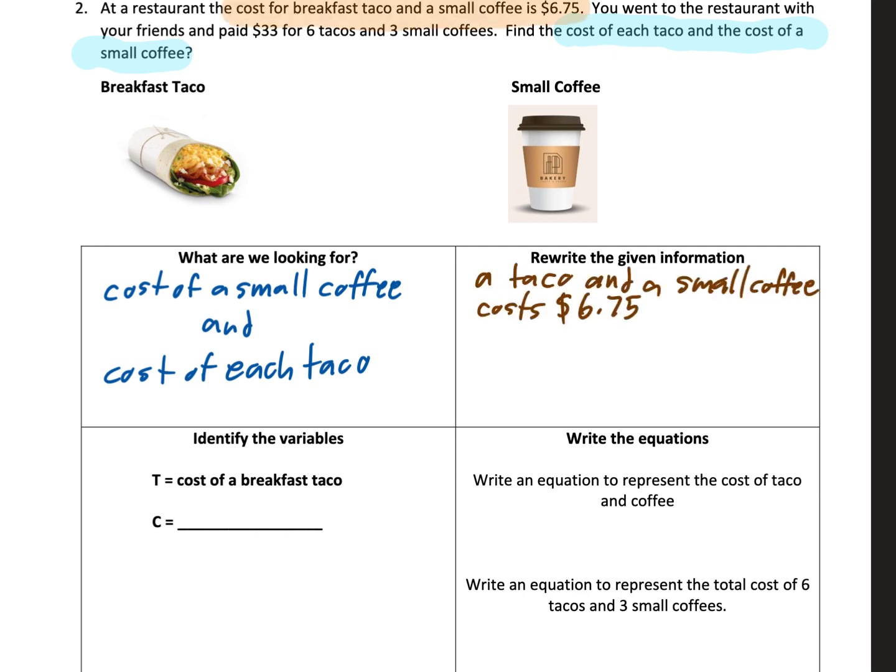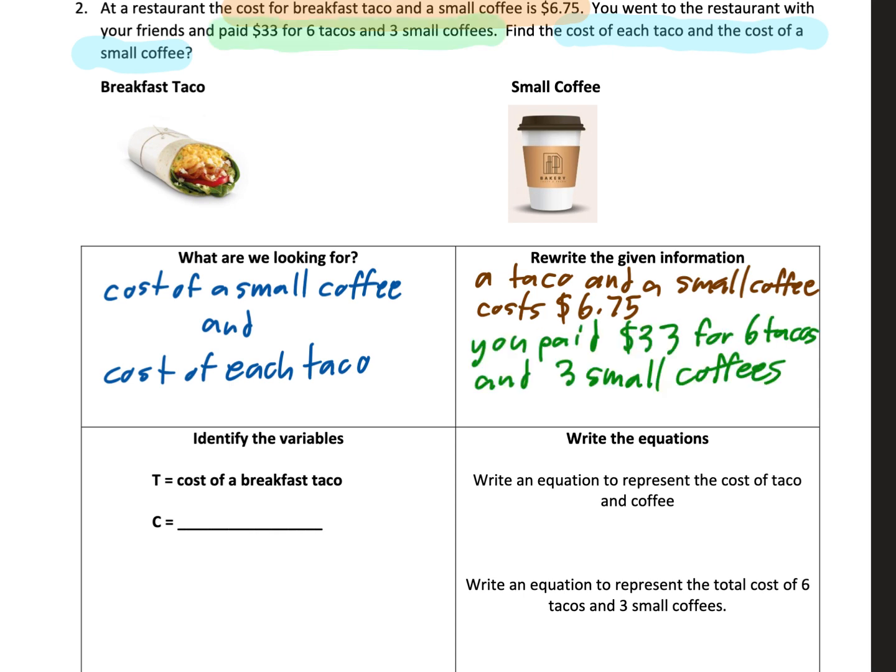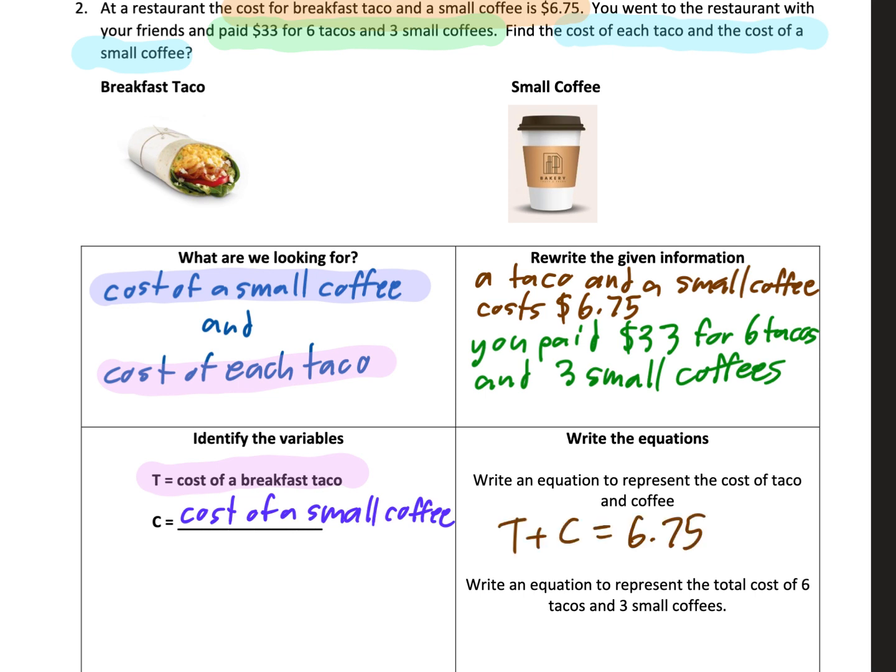First, we know that the cost for a breakfast taco and a small coffee is $6.75. Second, you know that you paid $33 for 6 tacos and 3 small coffees. One variable we are looking for is the cost per taco. The other variable is the cost of a small coffee. Now let's write an equation to represent the cost of a taco and a coffee. We know that a taco and a coffee cost $6.75.